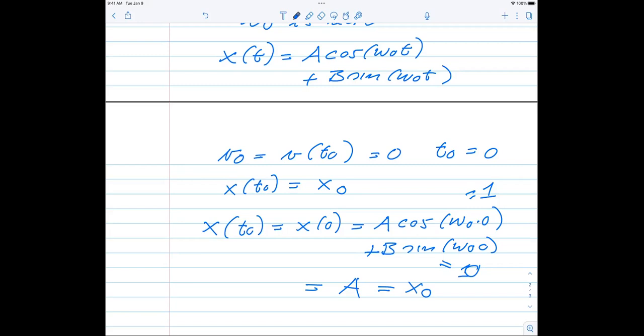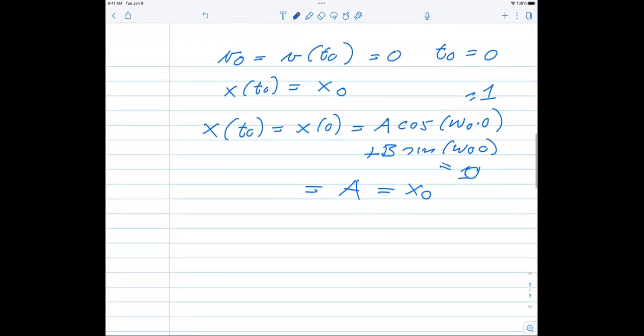Yes, we take the derivative of x because then we have the velocity. And we know the initial velocity, which is equal to 0, and then we can find the constant b. So this is the typical way you would proceed. You have two unknown constants, and then you need two initial conditions. So let's just do that.